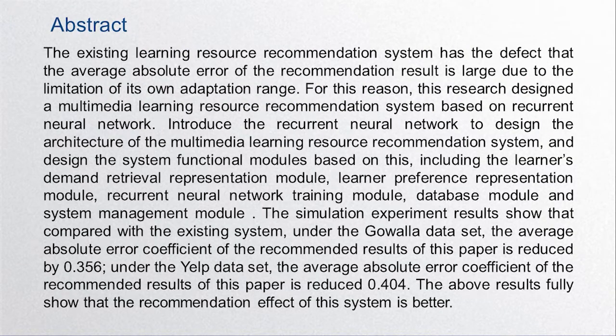The existing learning resources recommendation system has the defect that the average absolute error of the recommendation result is large due to the limitation of its own adaptation range. For this reason, this research designed a multimedia learning resources recommendation system based on recurrent neural network. Introduced a recurrent neural network to design the architecture of the multimedia learning resources recommendation system.